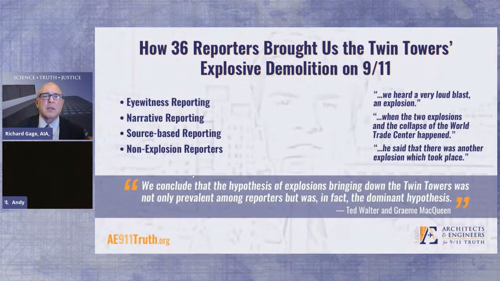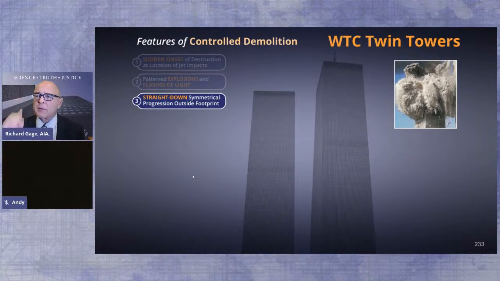This is why 36 honest reporters in the early days following 9/11 were reporting on explosions being the key theory, with all of this evidence, because of all of these eyewitnesses of explosions. You can review this important work by Graham McQueen and Ted Walter, which concludes that the hypothesis of explosions bringing down the towers was not only prevalent among reporters, but was in fact the dominant hypothesis in the early days. And then it got swept under the rug when the national media began to take over.